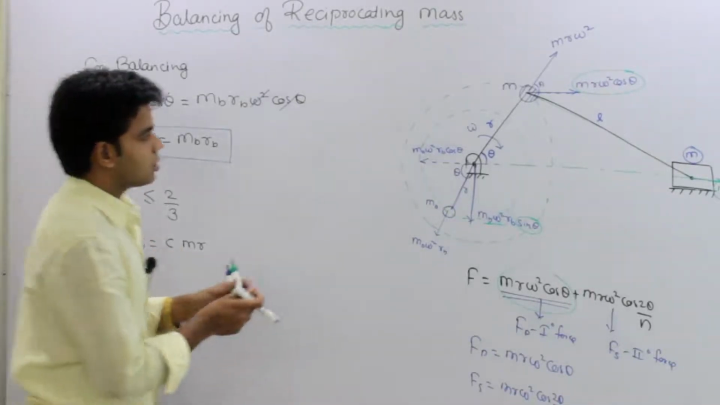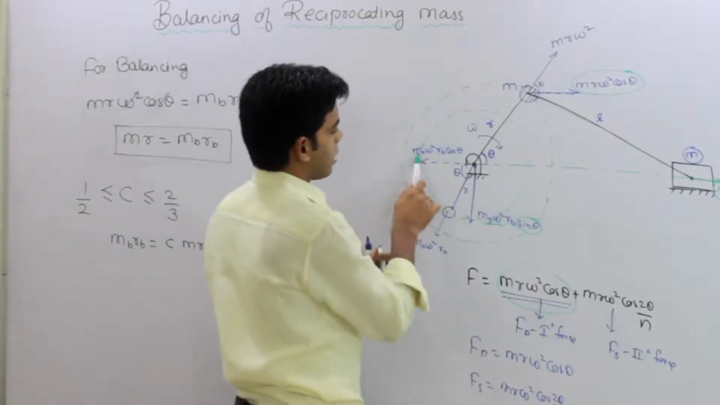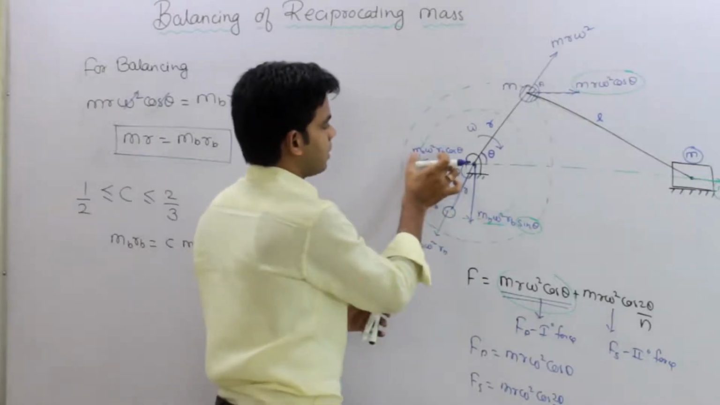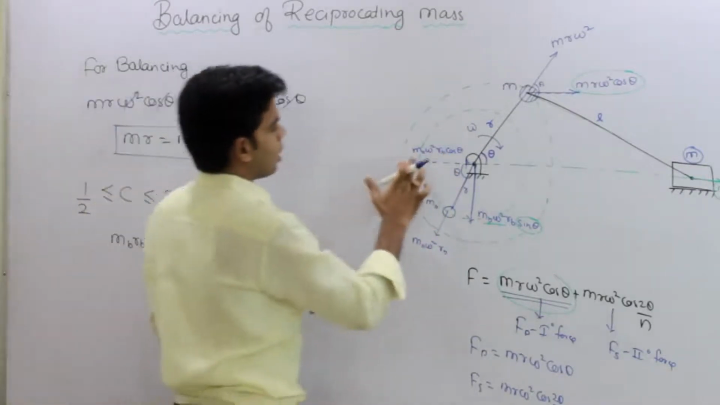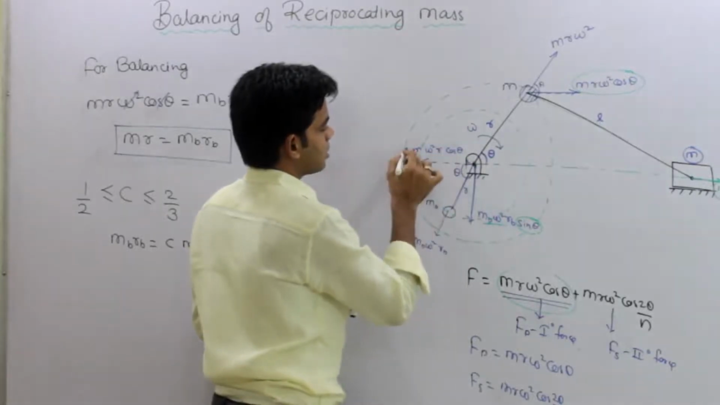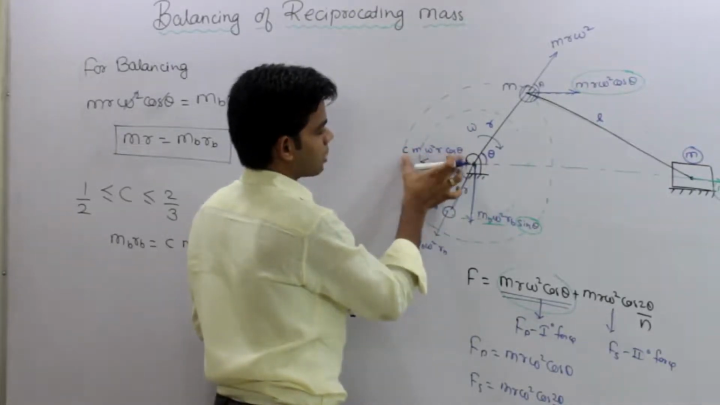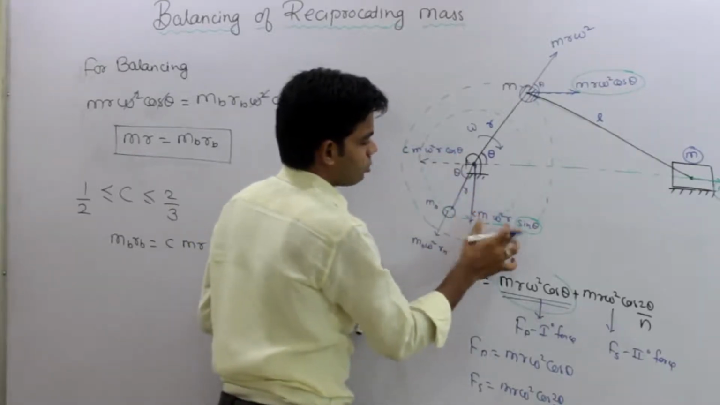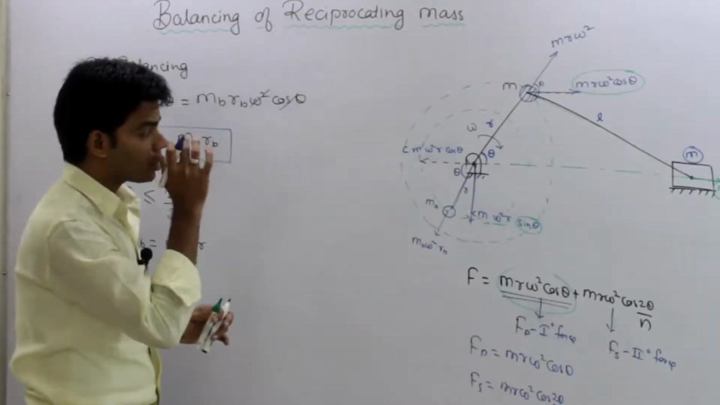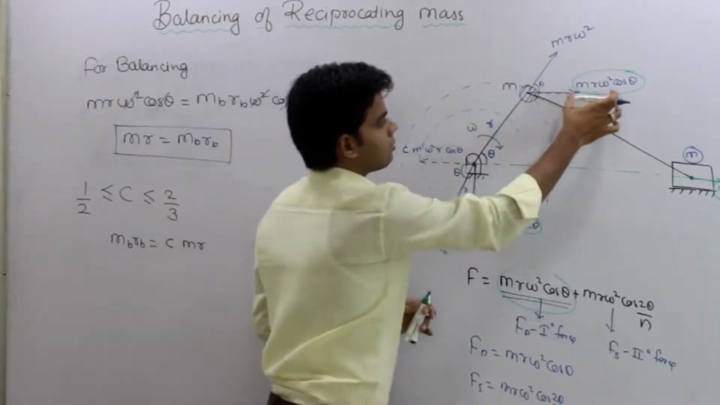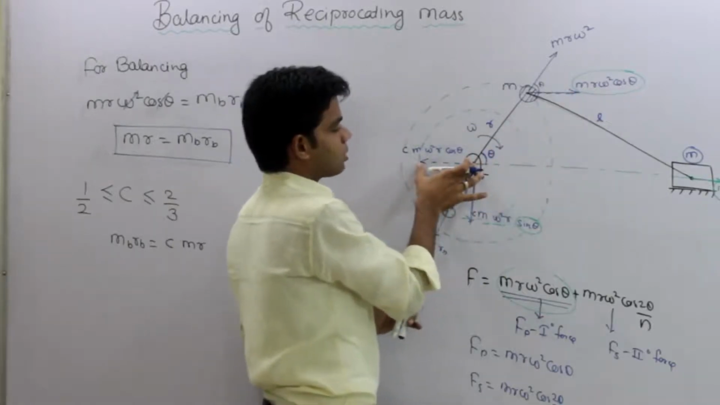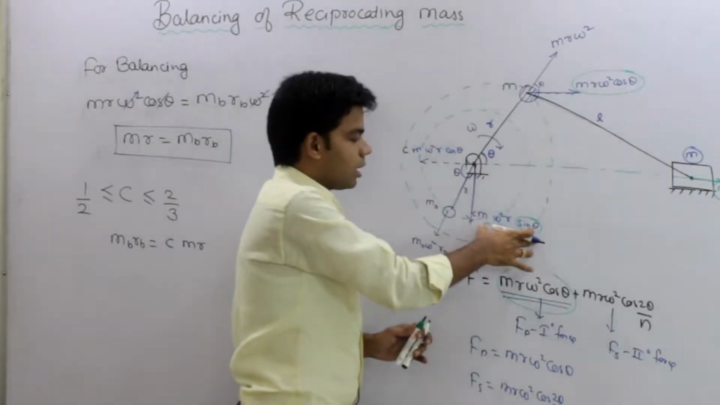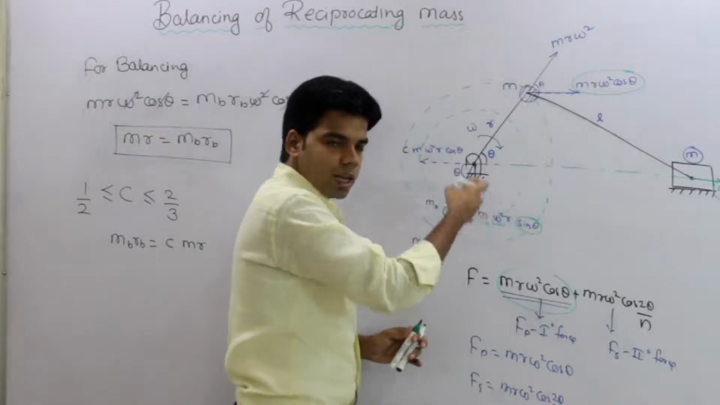Because of this, now we will have, this was mb omega square rb cos theta. Okay, so we can write mb into rb equal to cm into r. So this can be written as c m r omega square cos theta. Similarly, this can be written as c m r omega square sin theta. Okay, so see what happened, this is a very important thing: initially we had m omega square r cos theta here and m omega square r sin theta here. And this was producing jump and we had to minimize this.